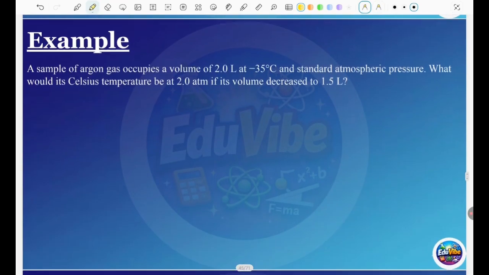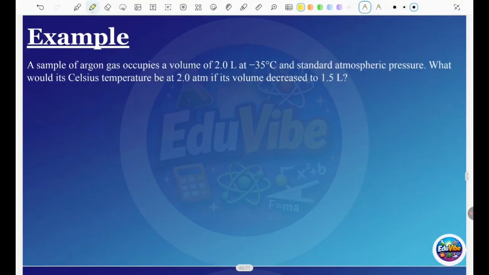So in the next question, we have again one question for this. A sample of argon gas occupies a volume of 2.0 liters at minus 35 degrees Celsius and the standard atmospheric pressure. What would the Celsius temperature be at 2.0 atm, if the volume is decreased to 1.5 liter?